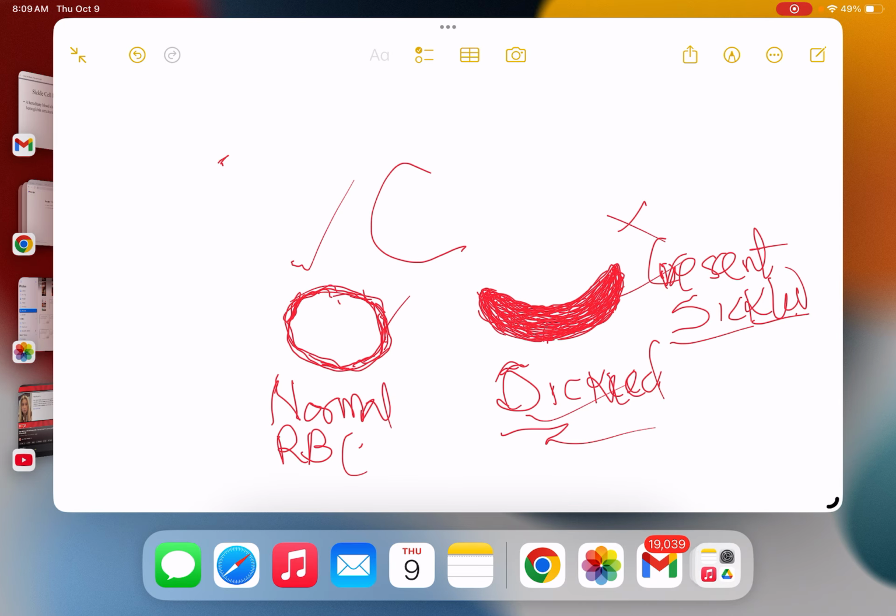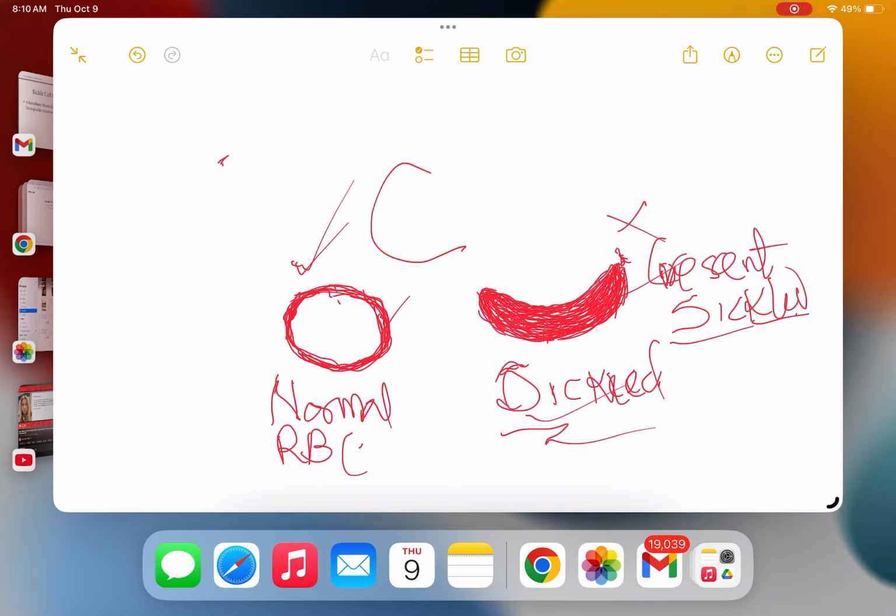When you look at this drawing, this is a normal red blood cell. It's round in shape. So this is what it should look like. On the other hand, if you look at a sickle cell red blood cell, it is sickled. It is crescent shaped. It's not as round. So structurally, this is what I want you to take away: normal red blood cell, round in shape; sickled red blood cells, not round in shape.